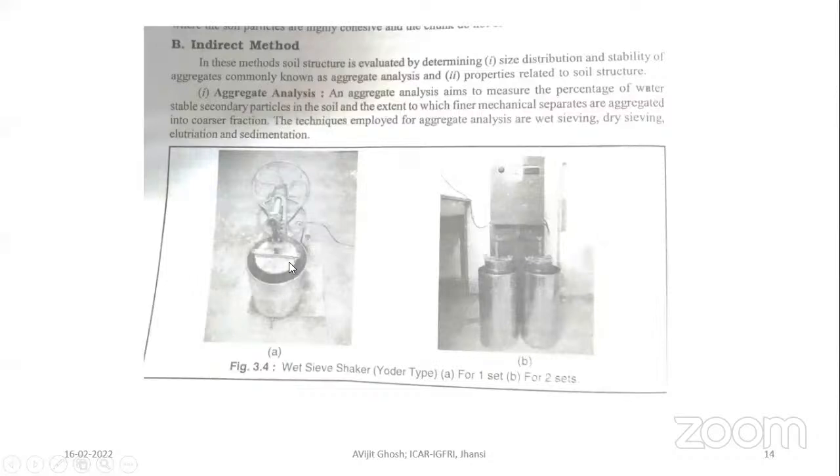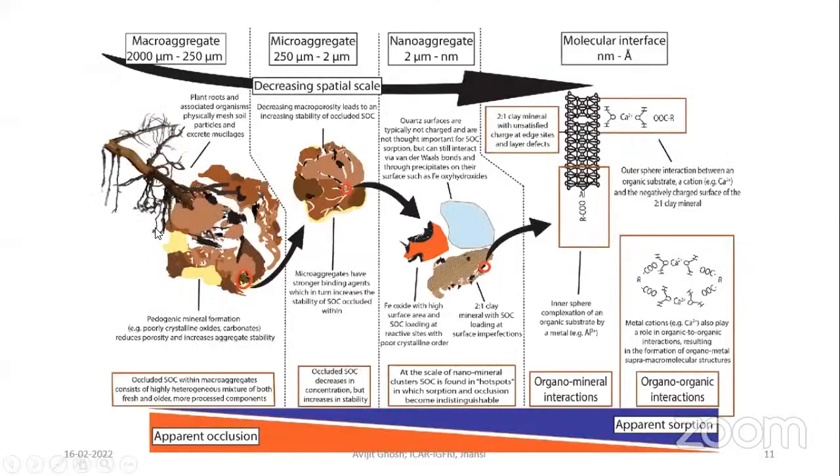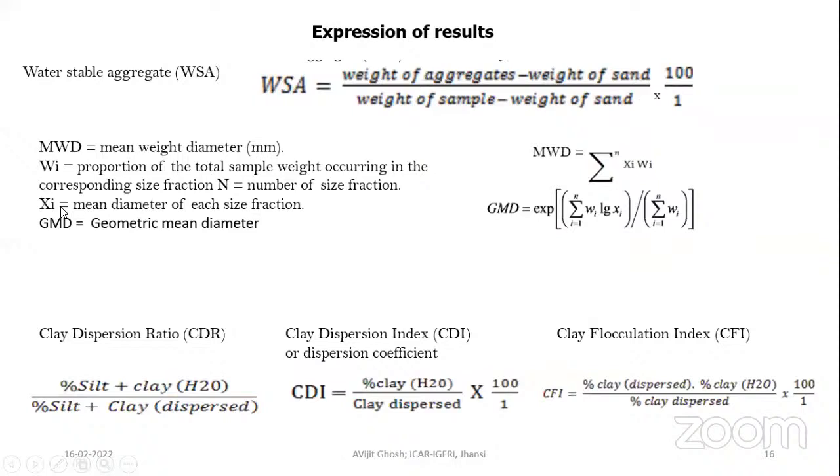As I mentioned, there are four sieves based on their openings. Basically, we take sieves of this size: 2 micrometer, 250 micrometer, and 2000 micrometer. The first sieve will retain the macroaggregate, the second sieve will retain the microaggregate, the third sieve will retain the nanoaggregate, and the fourth sieve will retain only the silt and clay particles, the primary particles. Xi is the diameter of those fractions, and Wi is the proportion of the total sample weight retained on the sieve, and N is the number of size fractions. By using this formula, we get mean weight diameter.